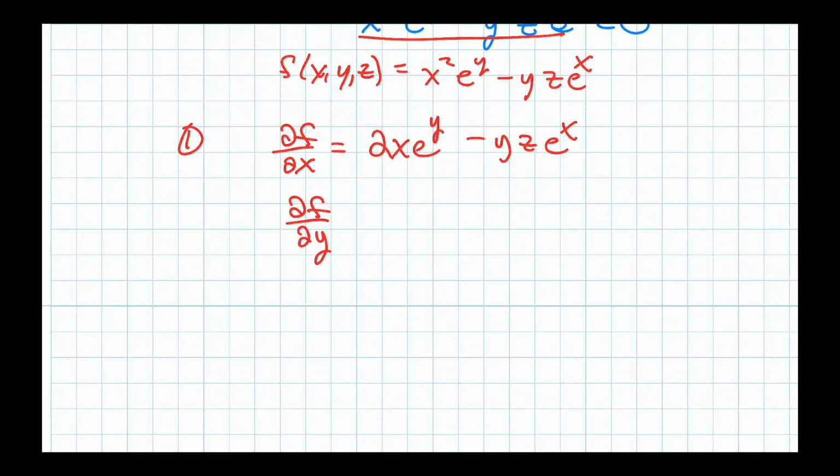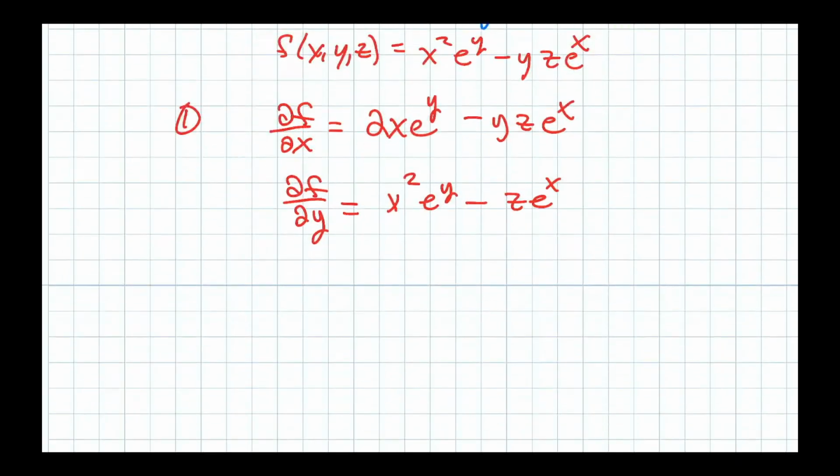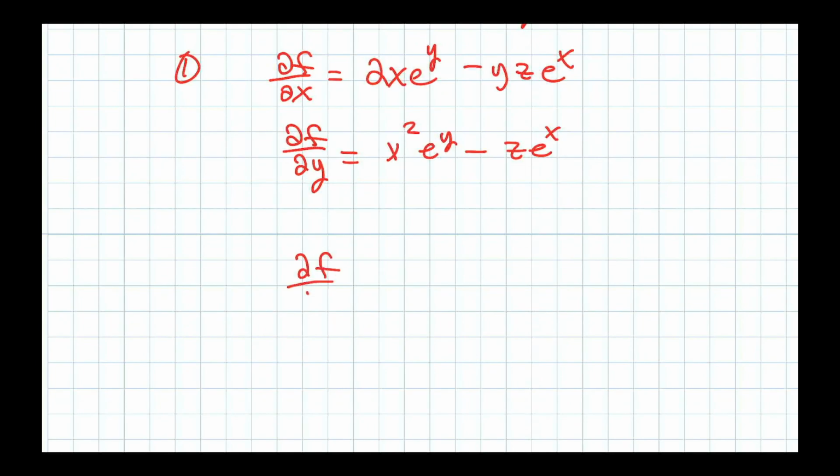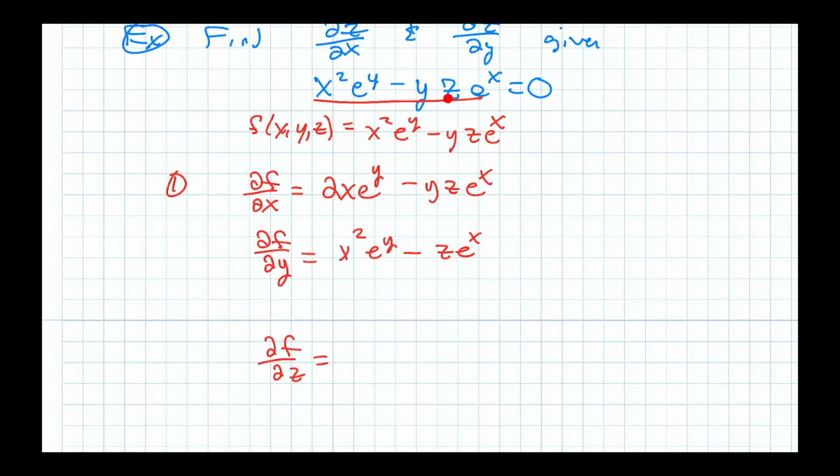Partial f with respect to y. The derivative of e to the y is e to the y. So we're going to have x squared e to the y minus, here there's only one y. The derivative of y is 1. So this is going to be a 1, and then z e to the x. And then we need the partial f with respect to z. There's only one z here, so this derivative is going to be 0, and the derivative of z is going to be 1, and we're going to have negative y e to the x.